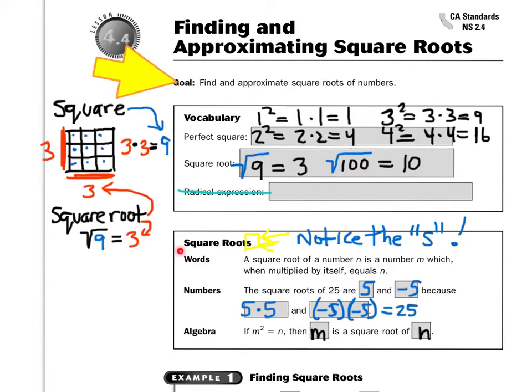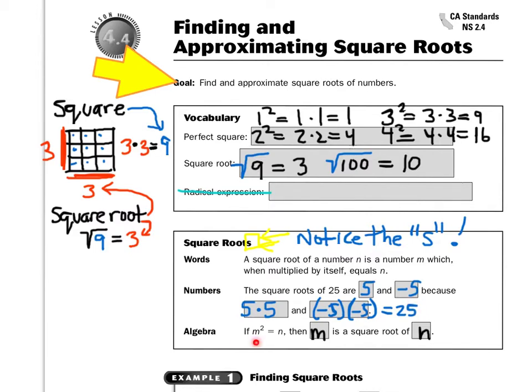Okay, now look at this next where it says square roots, and I want you to use your highlighter and notice the S, square roots. That means they want 2 answers. And here's what they're asking. If I want the square roots of 25, there are actually 2 answers. One of the answers is 5, because 5 times 5 gives us 25. But don't forget about negatives. It could also be negative 5, because negative 5 times negative 5 would also give us a positive 25.